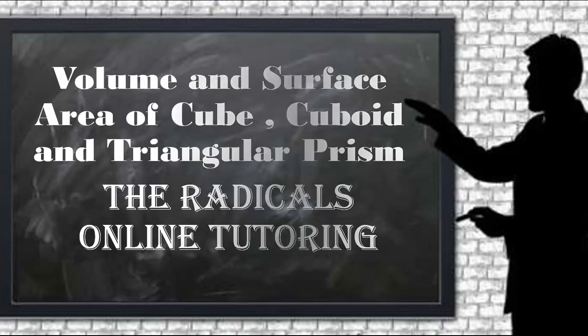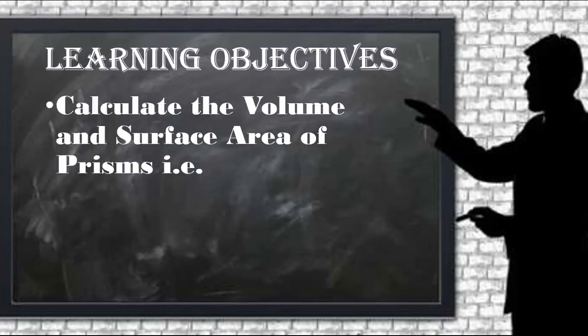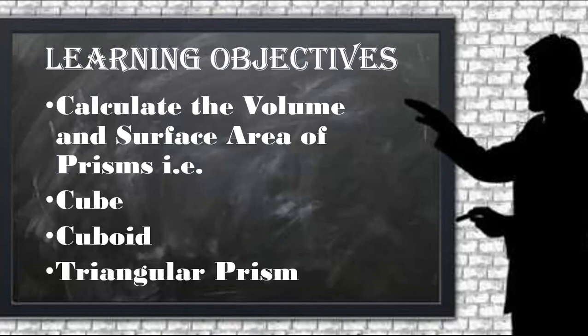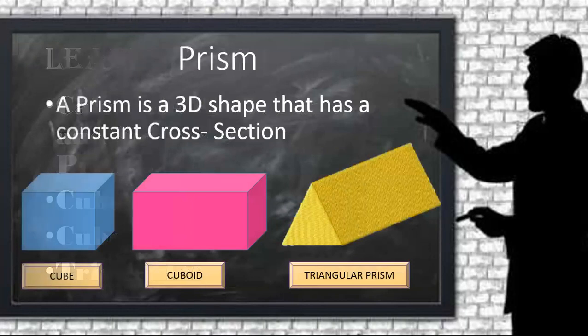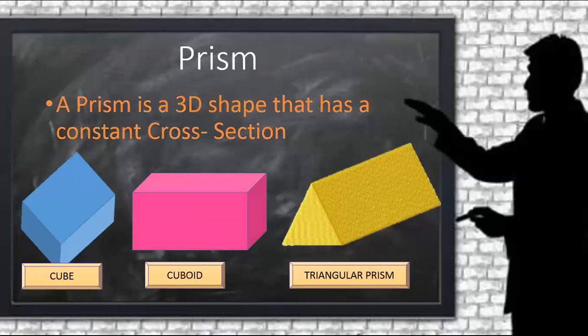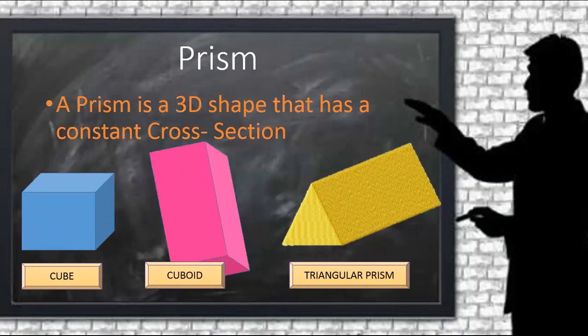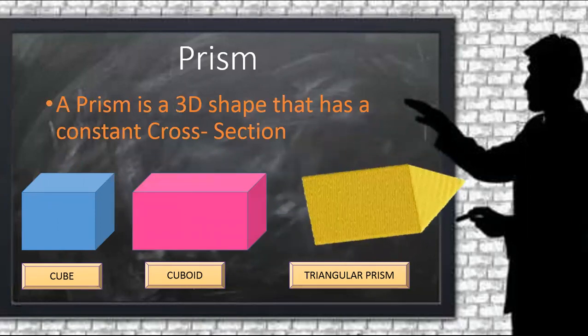Let's start the lesson. The objective of the lesson is to calculate the volume and surface area of prisms, that is the cube, cuboid and triangular prism. Let's begin with the definition of a prism. A prism is a 3D shape that has a constant cross section. For example, a cube, a cuboid, and a triangular prism.